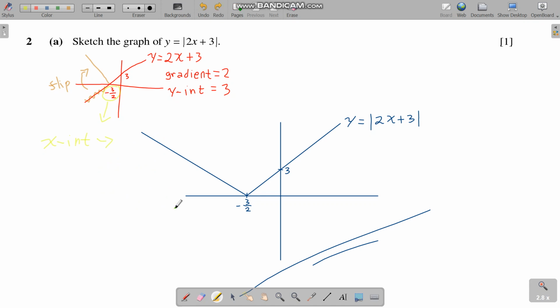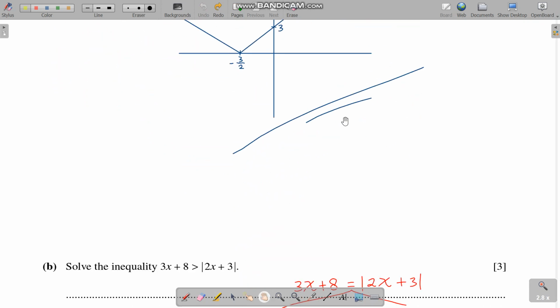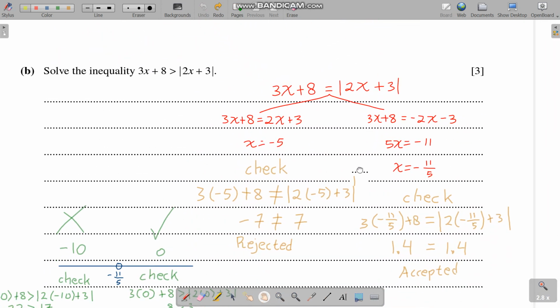So after you draw this usual straight line y equals 2x plus 3, you just have to flip the negative part, so just the negative part upside down, and so what you get is this V-shaped graph. You have to label the function and the essential features of the graph, so y-intercept, x-intercept, and you get the 1 mark. Now part B, solve the inequality.